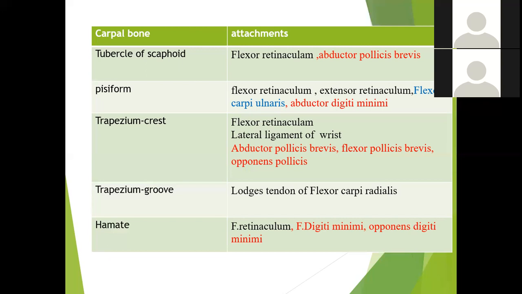So next we are coming for the trapezium groove. We saw trapezium has two structures, one is crest, one is groove. So what is this groove for? It lodges the tendon of flexor carpi radialis. Okay. So next one is hamate bone. We saw it is a medial side bone. It gives attachment for flexor retinaculum, and it gives origin for two muscles, flexor digiti minimi and opponens digiti minimi. Both are hypothenar muscles.